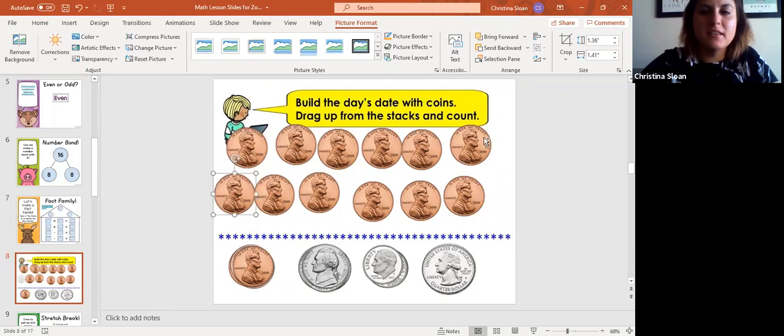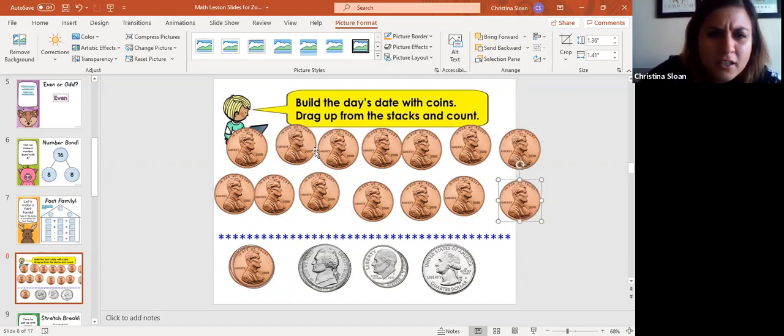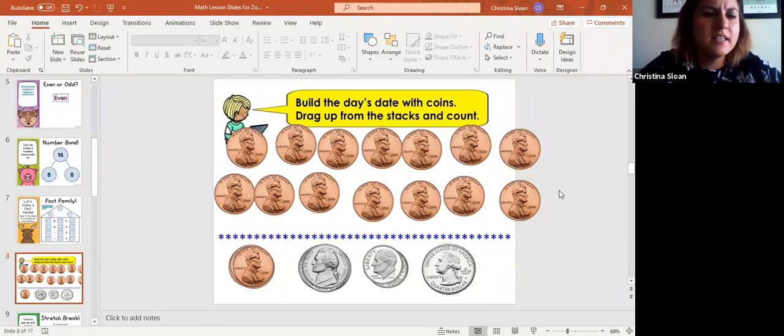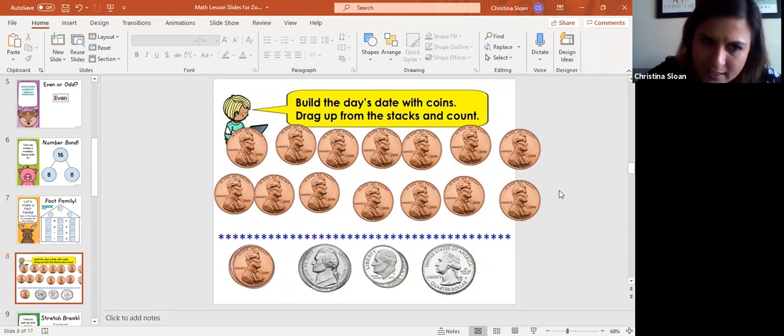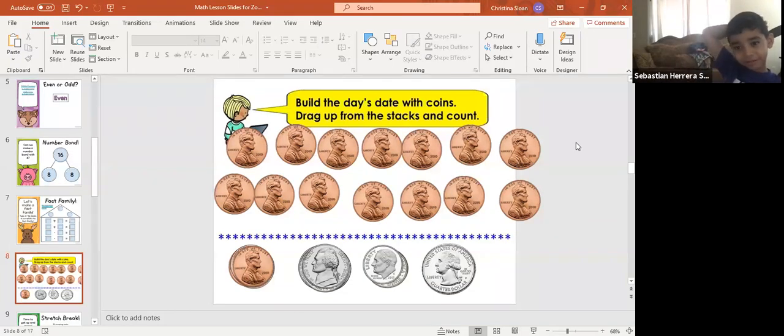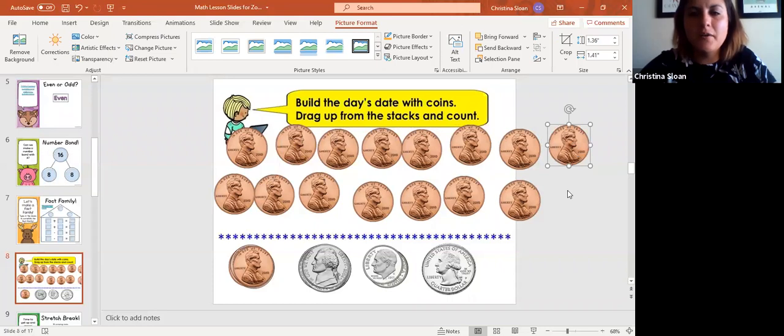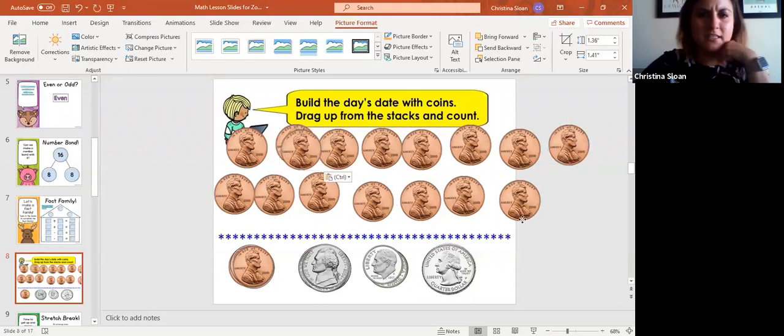Oh my goodness, I think I'm going to run out of room for all the pennies I need. Let's see how many we have. 1, 2, 3, 4, 5, 6, 7, 8, 9, 10, 11, 12, 13, 14. So that's 14 cents, but we want to make 16 cents. So how many more pennies do I need? 2 more pennies. Perfect. Nice job, Sebastian.